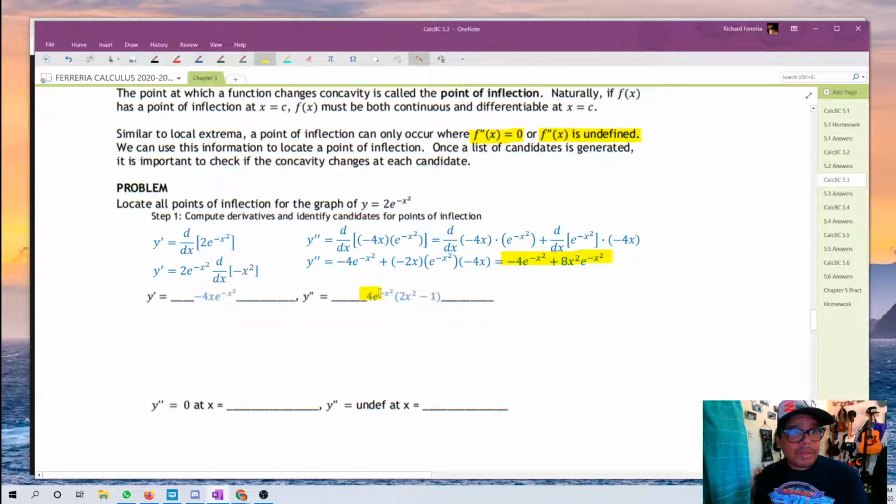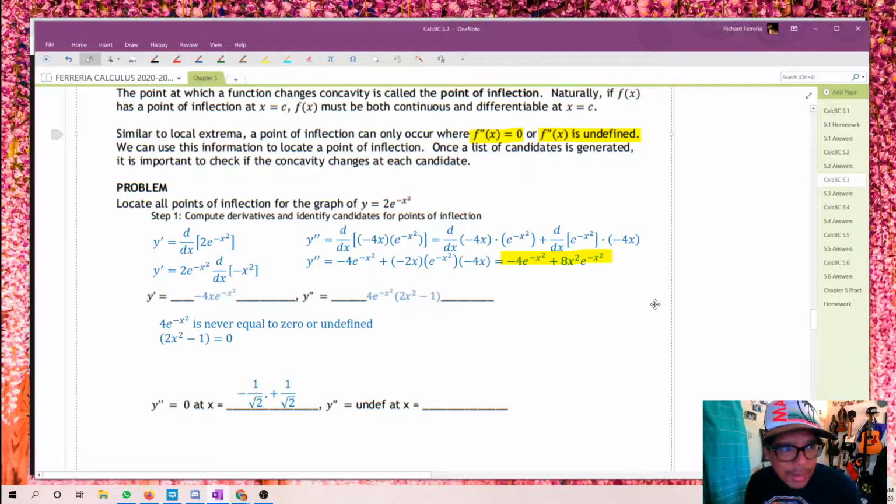Well, this first factor here, 4e to the negative x squared, that factor is actually never equal to 0. That's asymptotic with the x-axis. You can take a look at the graph of it if you like, but that is never going to equal 0. But the second factor is going to equal 0. And so we'll write that out.